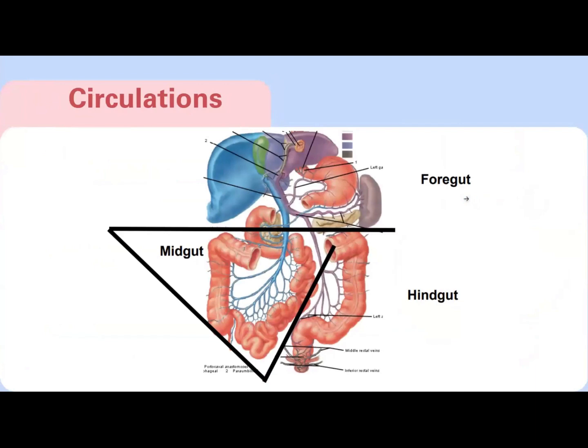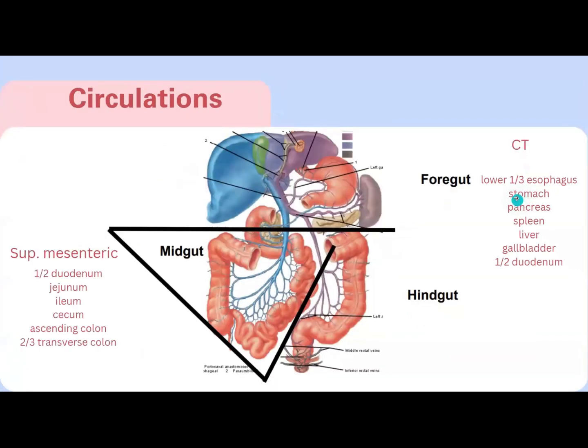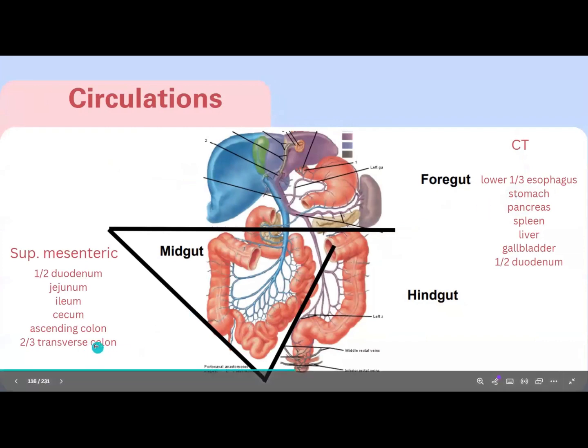Now, I'm going to give you a quick overview on the circulation of the intestines. So the foregut, what artery provides arterial supply to the foregut? Celiac. Okay, so basically the celiac trunk. And what does the celiac trunk provide arterial supply to? The lower third of the esophagus, stomach, pancreas, spleen, liver, gallbladder, and half of the duodenum. The midgut, what is the main artery that supplies them? Superior mesenteric, exactly. What does it supply exactly? The other half of the duodenum, jejunum, ileum, cecum, ascending colon, and 2/3 of the transverse colon.